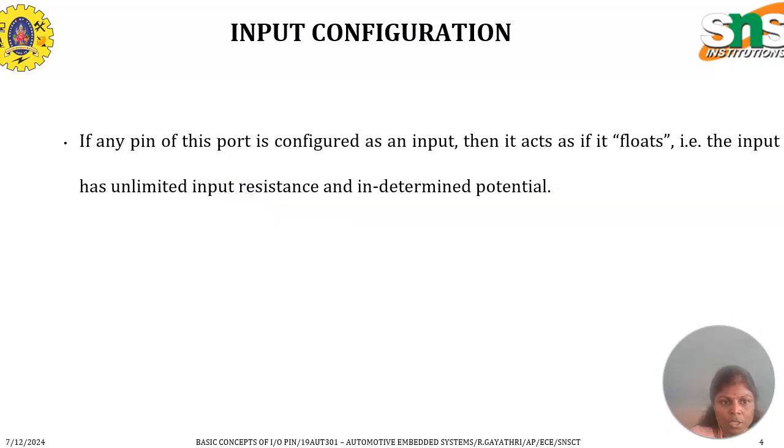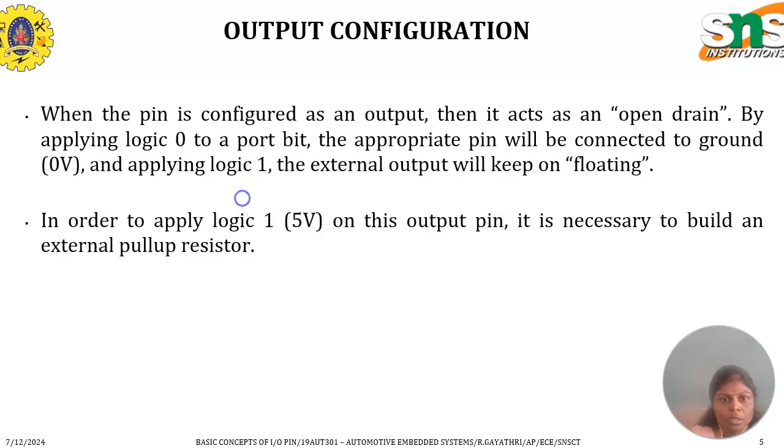Then input configuration: if any pin of this port is configured as an input, then it acts as floating. That is, the input has unlimited input resistance and indeterminate potential. Then output configuration: when the pin is configured as an output, then it acts as an open drain. By applying logic 0 to the port bit, the appropriate pin will be connected to the ground, having 0 volt, and applying logic 1, the external output will keep on floating. In order to apply logic 1, 5 volt, on this output pin, it is necessary to build an external pull-up resistor.